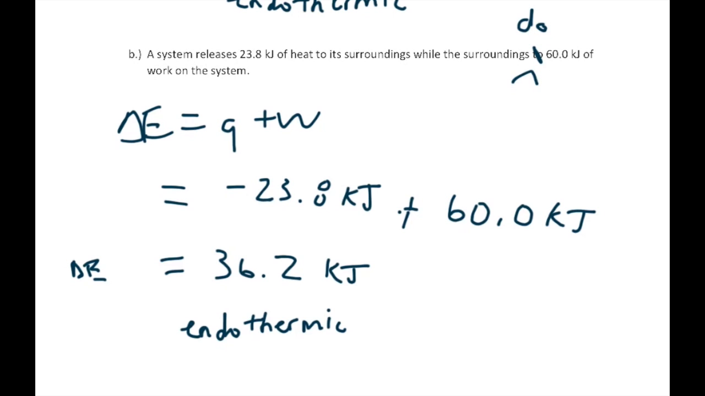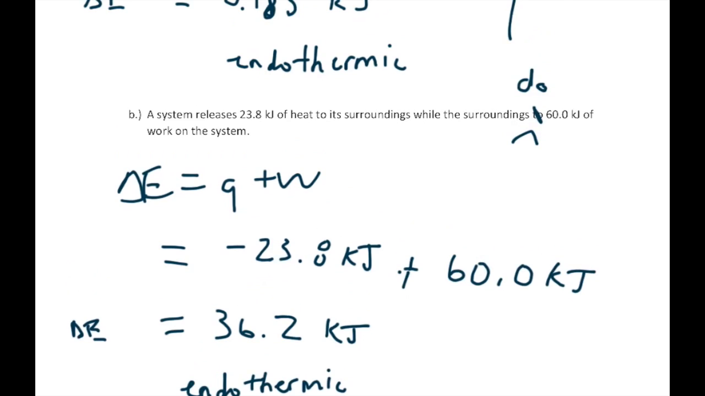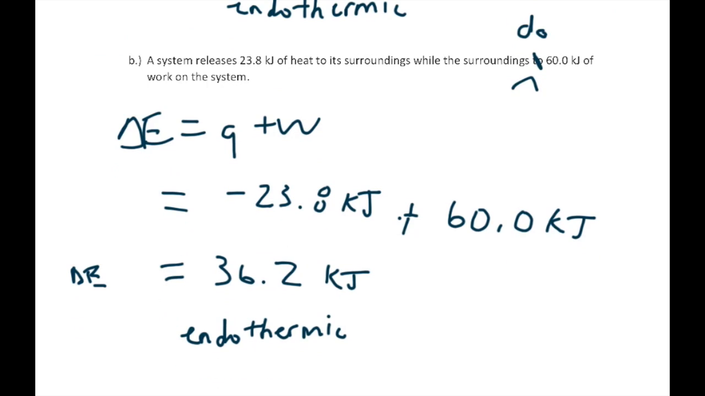Okay. So this concludes the first type of problem, the first law of thermodynamics. We are just calculating internal energy from heat and work. See you in the next video.